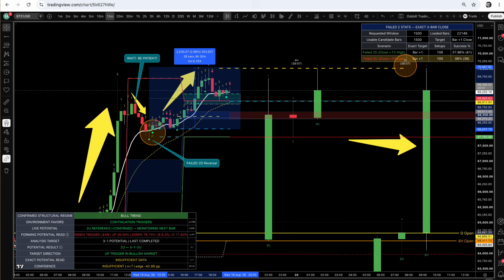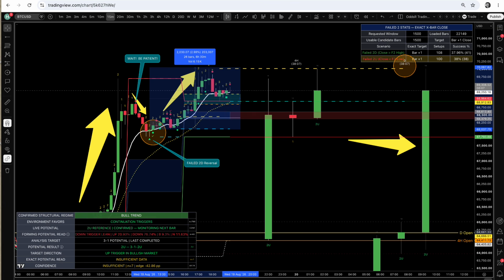I'll use this Bitcoin 15-minute chart to show you a very specific strat setup that I look for all the time: the failed 2-down reversal. And more importantly, I want to show you exactly where I enter the trade and place my stop loss. First, look at the context.